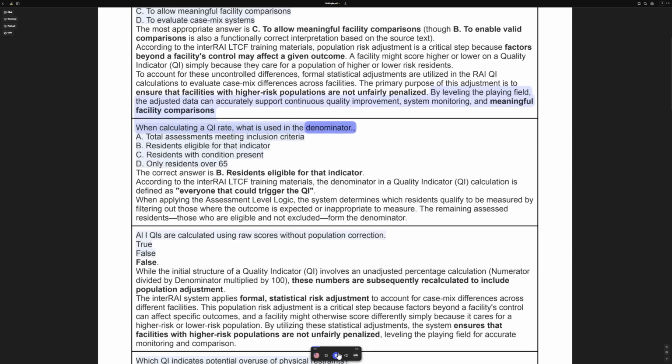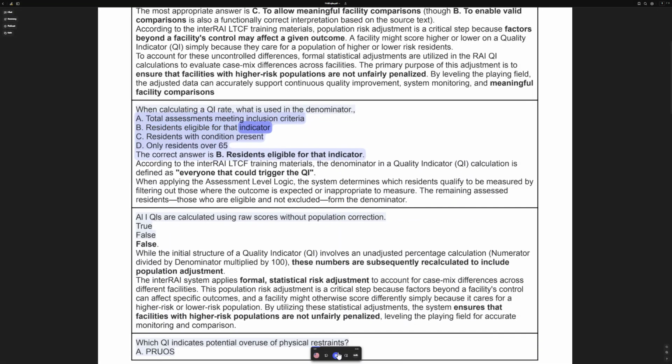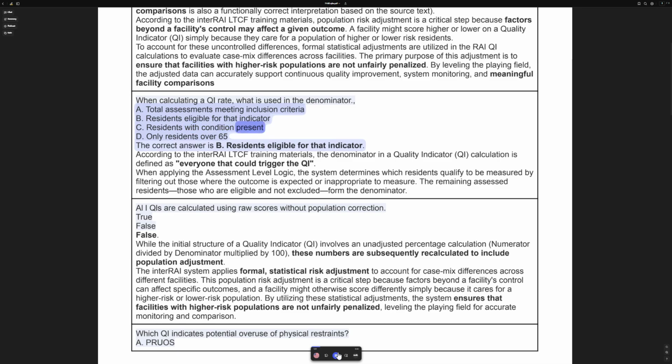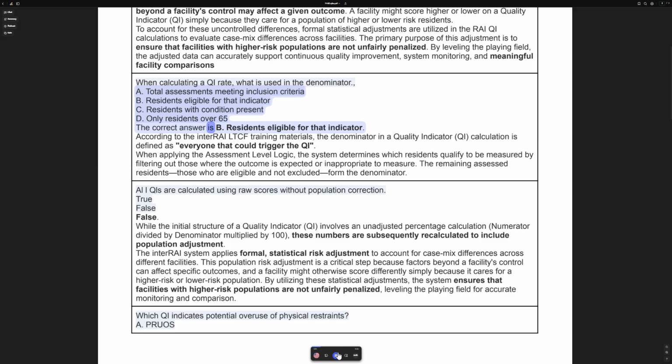What is used in the denominator? A. Total assessments meeting inclusion criteria. B. Residents eligible for that indicator. C. Residents with condition present. D. Only residents over 65. The correct answer is B. Residents eligible for that indicator.